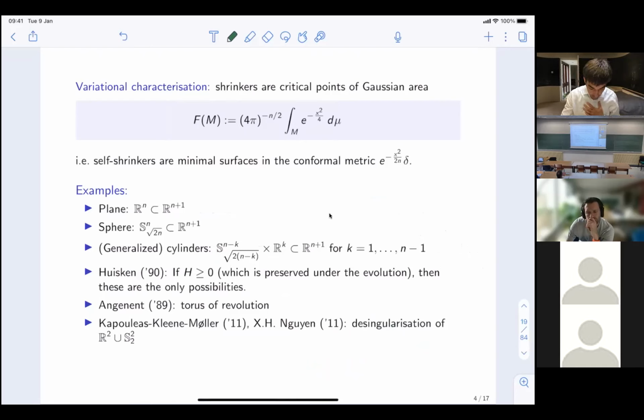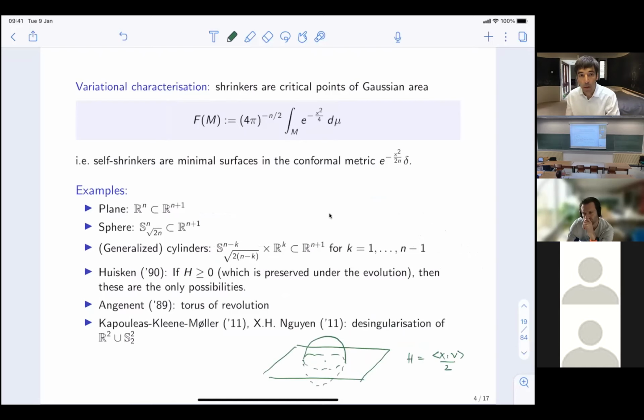Now you can ask yourself, can I construct other shrinkers? So here's a singular shrinker, for example. You just take the plane through the origin, and you intersect it with the sphere. So this is in some sense a singular shrinker. But we have seen before that, remember, the equation was mean curvature is equal to x comma nu over 2. So it's a prescribed mean curvature equation.